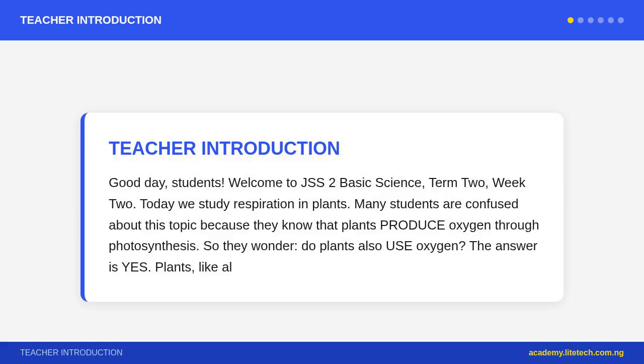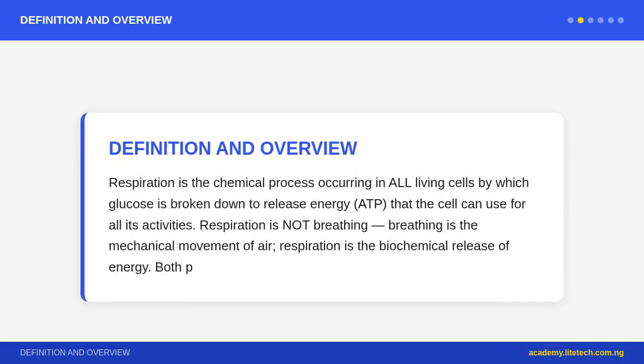The equation for aerobic respiration, using oxygen: glucose plus oxygen yields carbon dioxide plus water plus energy, ATP. C6H12O6 + 6O2 → 6CO2 + 6H2O + energy, ATP. Note, this is the reverse of photosynthesis in terms of reactants and products.